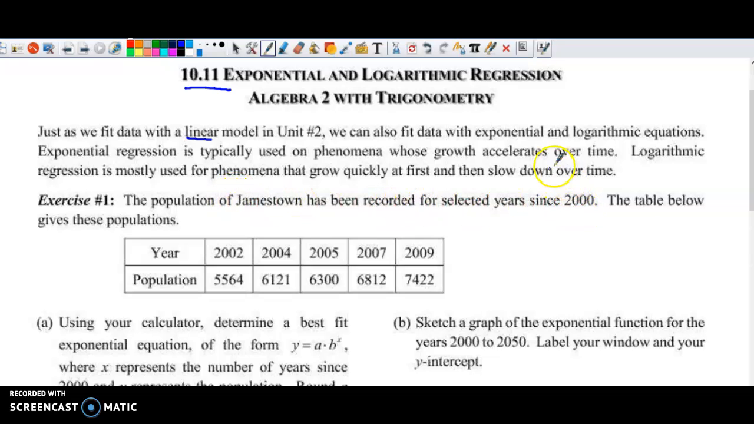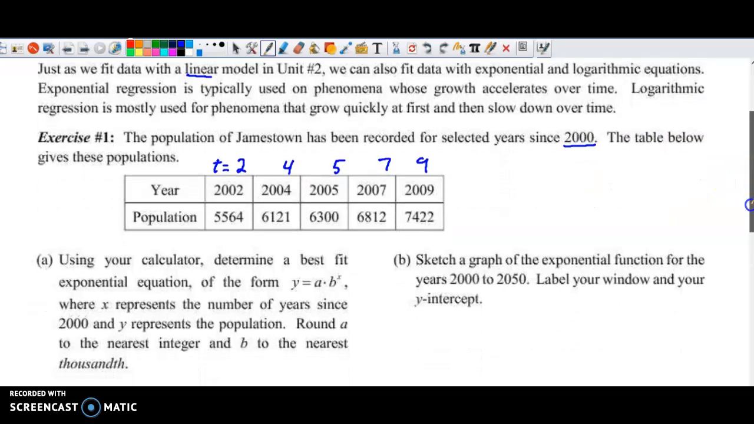So what we can do is come up with either exponential or linear or logarithmic regressions. In this situation, we're going to 2000. So when I go to enter this into a calculator, I'm going to let this first column be 2 because that's 2 years after 2000. So 4, 5, 7, 9, and type in the data that way. So hopefully you have a rough idea what I'm talking about.